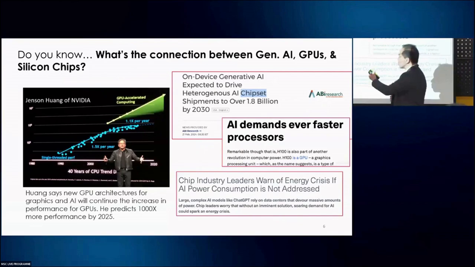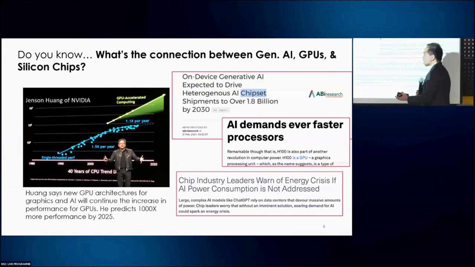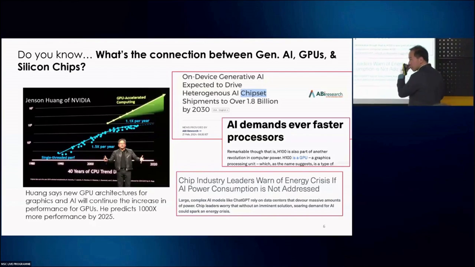So that's Jensen there. He's the CEO of NVIDIA, and he's even claiming that, okay, Moore's law is dead. We cannot get more performance on conventional chips. GPU will take over. But GPU is just another type of chip. Okay, right? So he's obviously selling, right? He's predicting 1,000 times more performance by 2025.